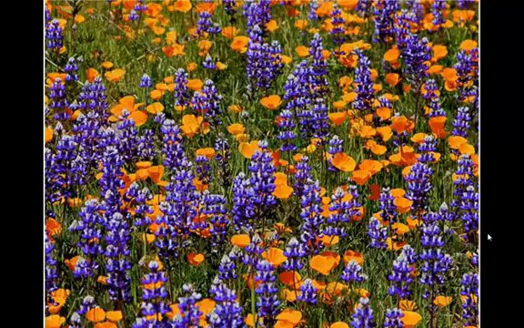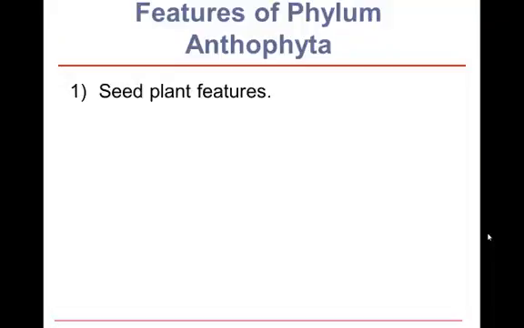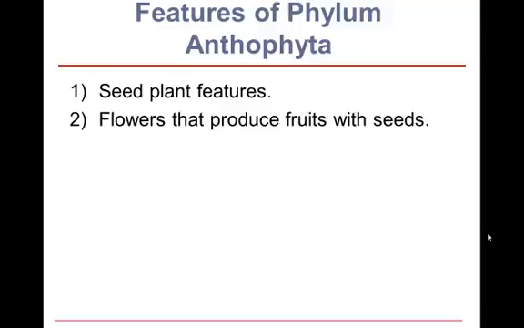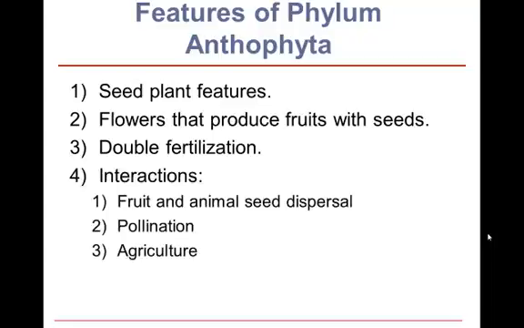Let's go ahead and look at the features of phylum Anthophyta. There's only one phylum in the angiosperms, and it is phylum Anthophyta. This group includes the seed plant features as well as the features for kingdom Plantae. The Anthophyta have flowers, the only group of plants to do so, and these flowers produce fruits that contain seeds. A feature that's unique to the Anthophyta is double fertilization. We'll describe that when we discuss the life cycle.